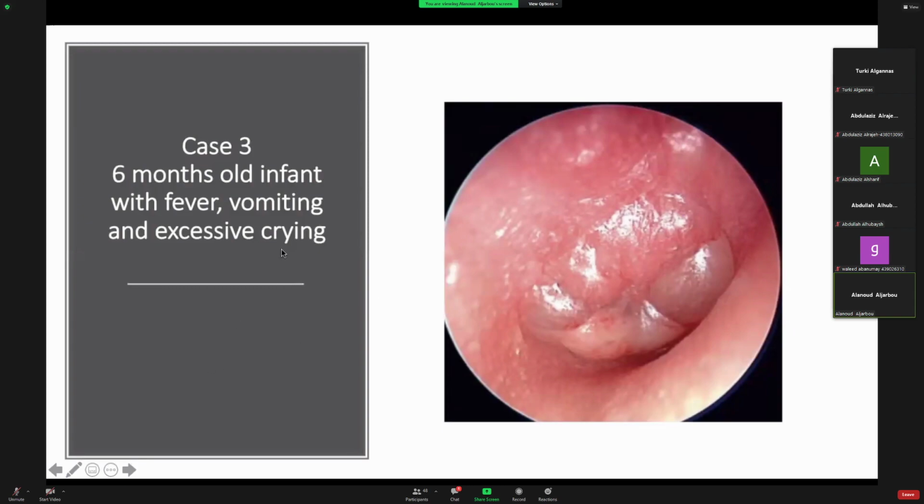So let's go to case number 3. This is a 6-month-old infant with fever, vomiting, and excessive crying. You examine the ear, and you found, can anyone mention the finding? What is this? Acute otitis media. Exactly. Why do you say acute otitis media? What is the finding in the examination?